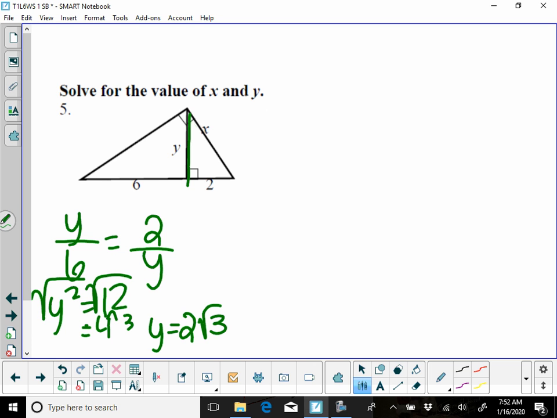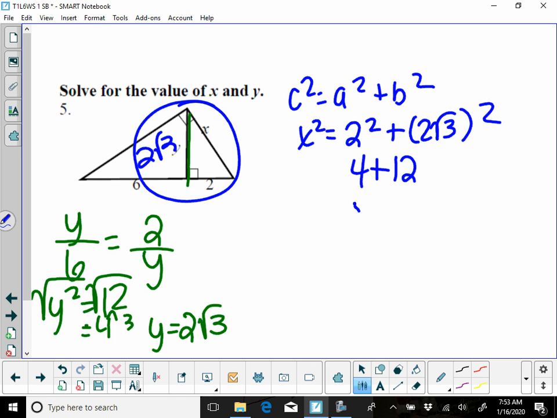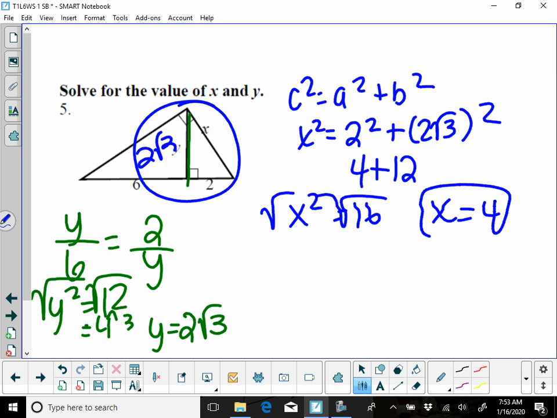All right, for x, I'm going to show you 2 different ways you can do that here. I'm going to start by just looking, now that I know y, I can look right here at a right triangle where I know the 2 legs, and I can use Pythagorean theorem. So c squared equals a squared plus b squared. So c squared would be x in our situation, a can be 2, and b can be 2 square root of 3. If you type that into your calculator, you're going to get 4 plus 12, which is 16. And then you take the square root, and x is going to equal 4. Okay, that's using Pythagorean theorem.